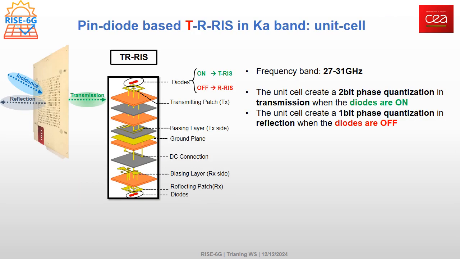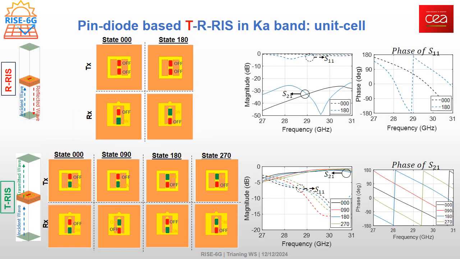This is another example of PIN diode technology that operates in the 27 to 31 GHz band, and there is a RIS that is able to operate both in transmitting mode using 2-bit phase quantization and in reflecting mode using 1-bit phase quantization. Here is an example of how the unit cell operates in the reflecting mode, giving the 180 degrees shift, or in the transmitting mode with 4 states of phase corresponding to the 2 bits.